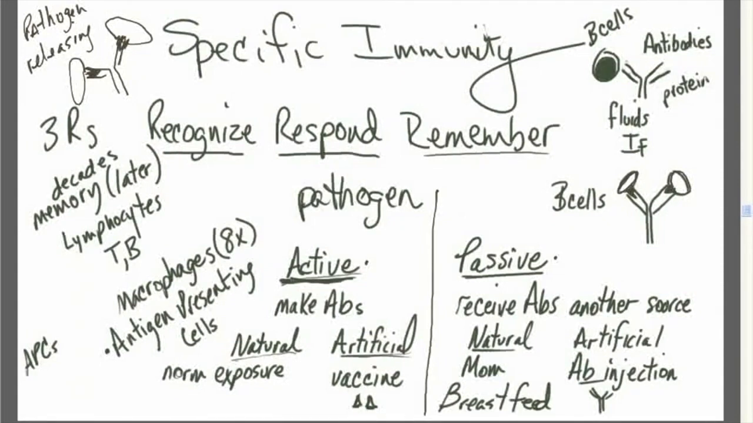Passive immunity. The antibodies are received from an outside source, another source. The natural way to get them would be to get them from your mother. There are two separate conditions that cause you to get your antibodies from your mom. Number one is just when you're growing inside of her.